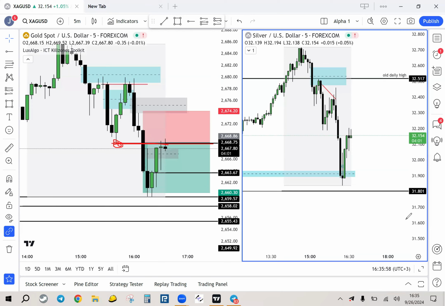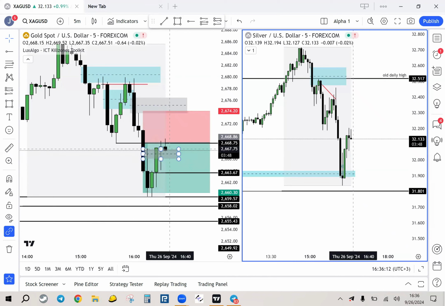Okay, but now just look at how that level is just keeping price there. I'm not saying it will just continue to keep it there, but for now, it's pretty relevant.